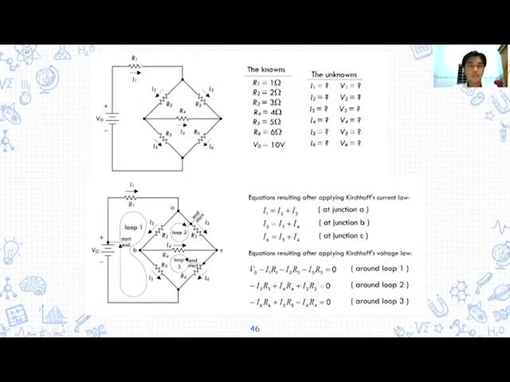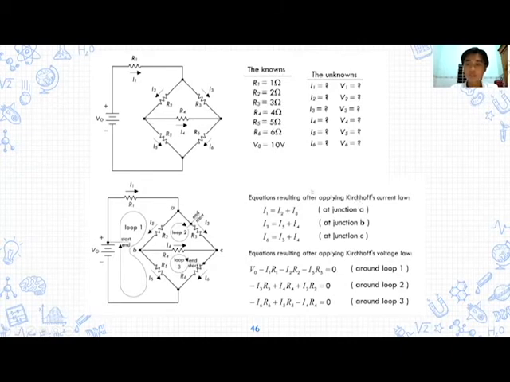Here we have a very complex circuit, and assume that we have all the values of the resistors and the values of the battery voltages. What we have to determine is the unknown currents and voltages. We have only 6 unknown currents, because we can obtain the values of voltage after we obtain the values of current by using Ohm's law.